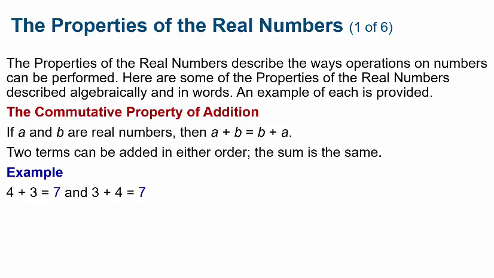Okay, so the first one we have is the commutative property of addition. So if a and b are real numbers, then if you have a plus b, it turns out it's the same thing as b plus a. So two terms can be added in either order, and it doesn't matter, the sum is the same. For example, 4 plus 3 is 7, which is literally the same as 3 plus 4 is 7. So it doesn't matter, you can add them in either order.